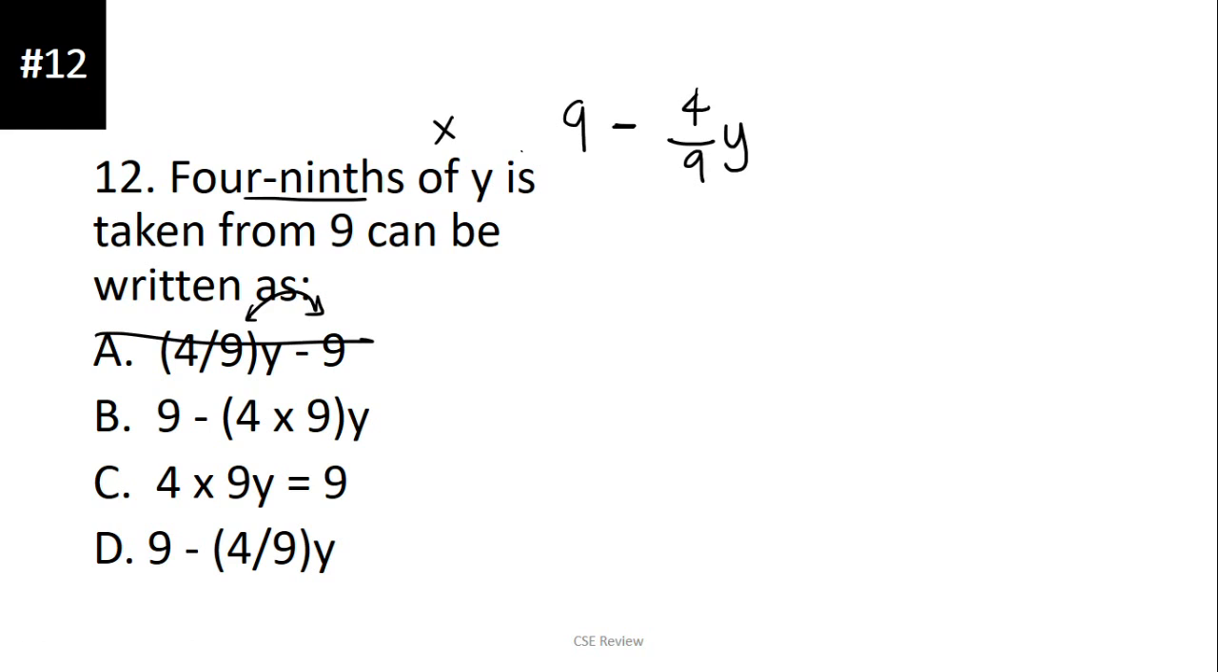Hindi siya pwede ito kasi baliktad siya. So, hindi pwede yung A. Ito, hindi kasi 4 times 9. Dapat 4 over 9. So, hindi siya pwede. Ito, may equality. This is wrong. The answer is letter D. 9 minus 4 over 9 times y.